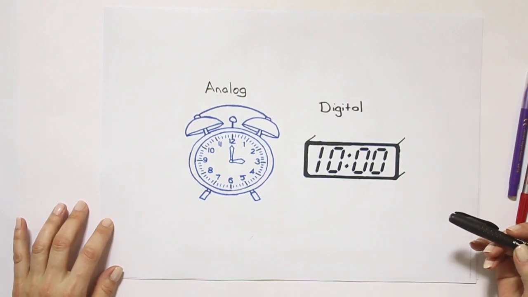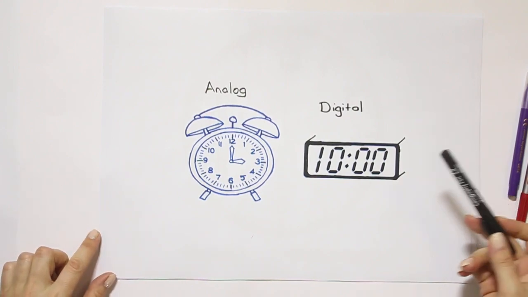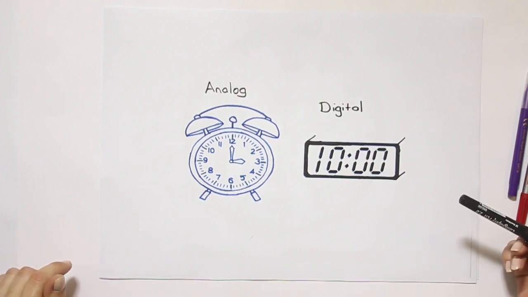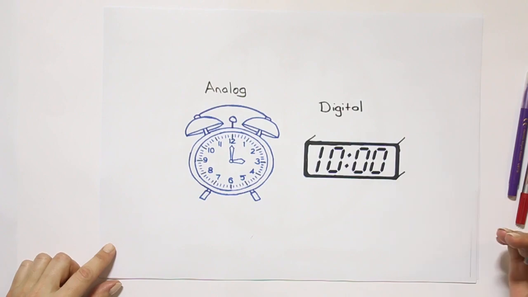There are two types of clocks. One is an analog clock and it looks like this. The other one is a digital clock which looks like this.